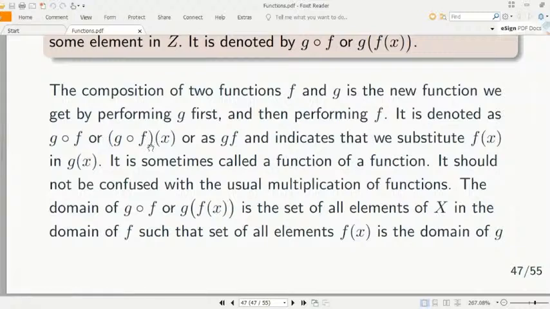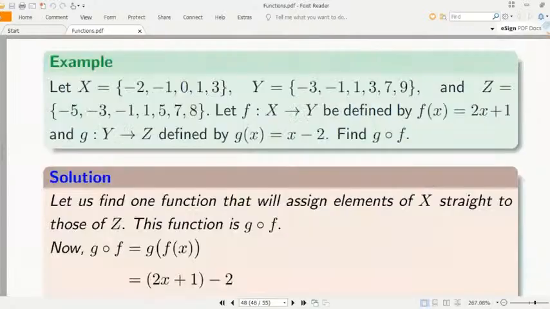Now, because you are writing notes, let's look at an example. Let x be this set, y be this set, and z be this set. Let f, assigning elements of x to y, be defined by this, and g, assigning elements of y to z, be defined by this. And g composition f. By definition, I've already said that g composition f can be written as g of f of x.